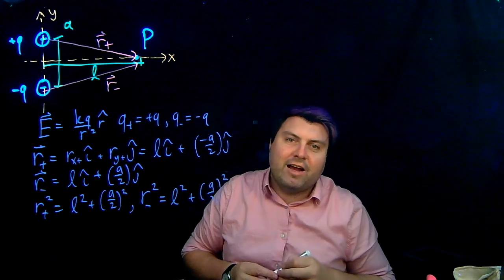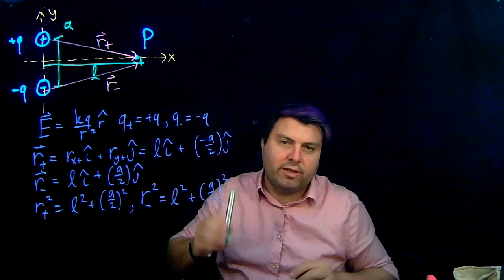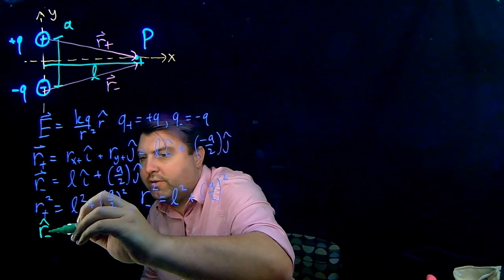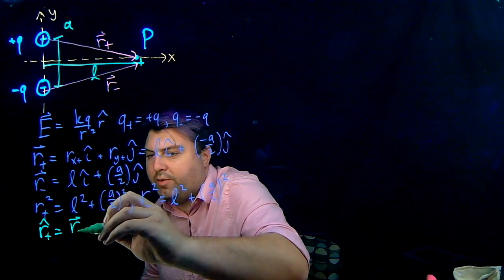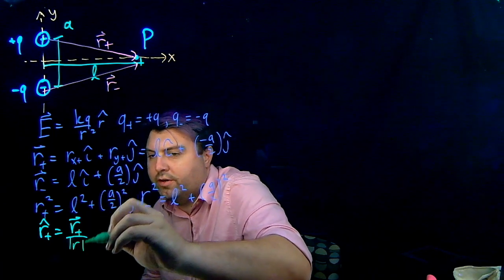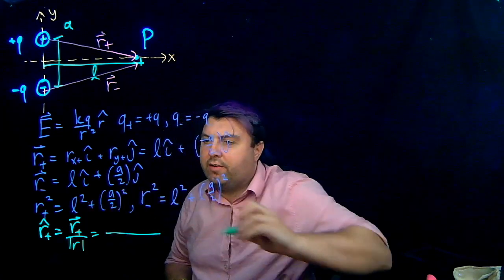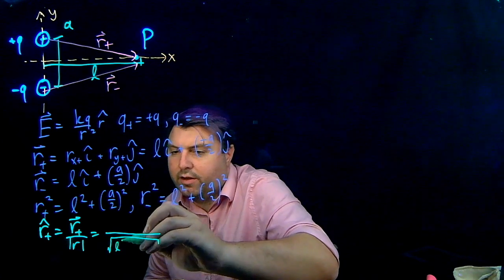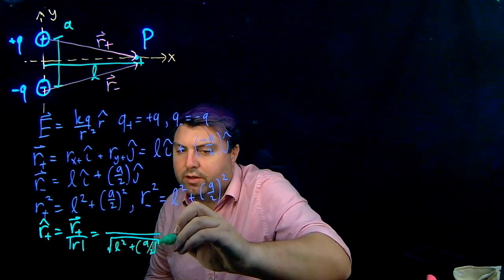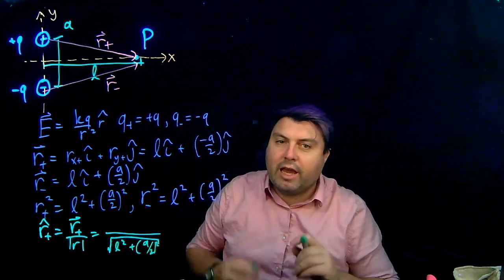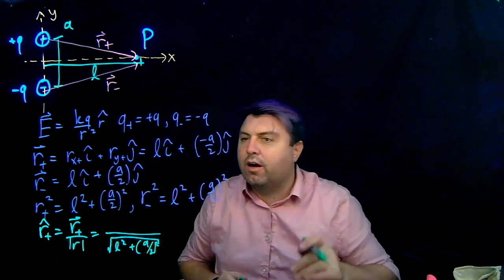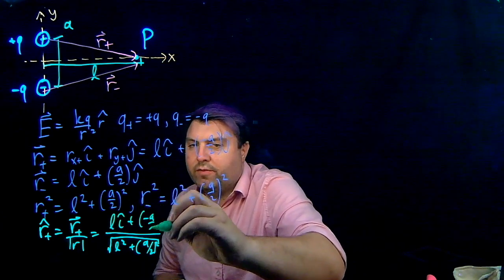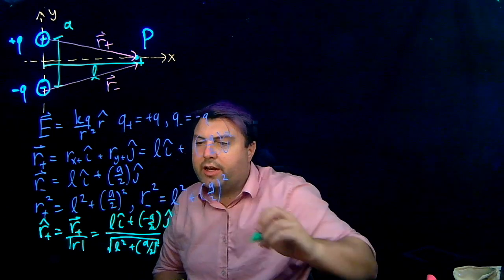Cool. Now let's dedicate a little bit of time to the R hats, which we hopefully feel good about, but maybe don't feel as good as we want to yet. R hat plus is going to be R vector plus over the magnitude of R. Well, we found R plus squared, so we can just divide the whole thing by the square root of that, L squared plus A over 2 squared. And we can also just write out R vector plus: L I hat plus negative A over 2 J hat.